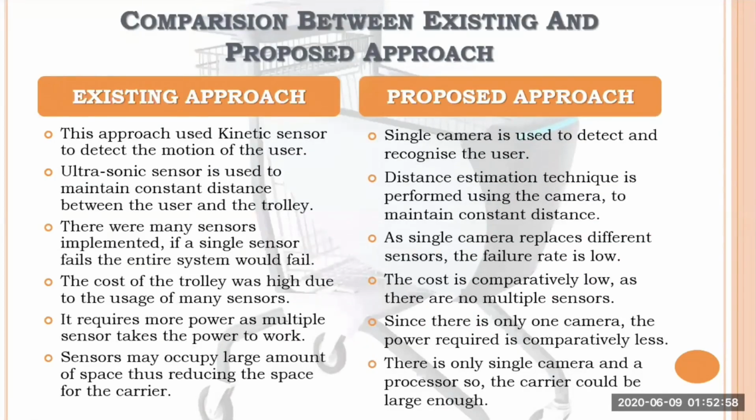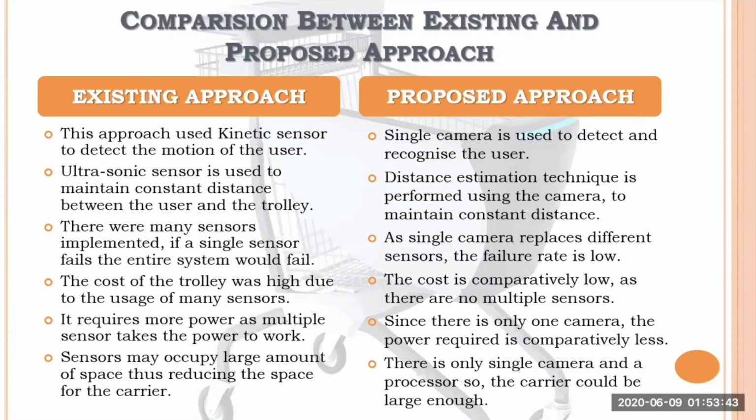So, in order to briefly explain how our proposed approach is better when compared to the existing approach, we are going to tell you briefly about the comparison between the existing and the proposed approach. In the first point, in the existing approach, as you have seen in the previous slides, the approach was using kinetic sensors to detect the motion of the user, and then it moves according to the detected or sensed values. But in our proposed approach, only a single camera is programmed to capture the image of the user and to detect him. So there is no necessity for kinetic or other sensors. This is one of the advantages of our project.